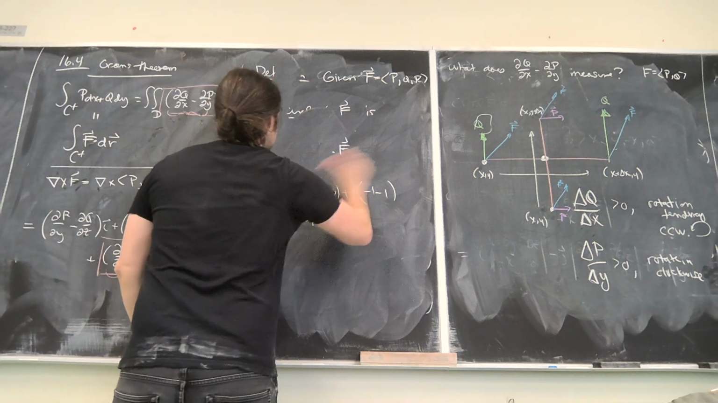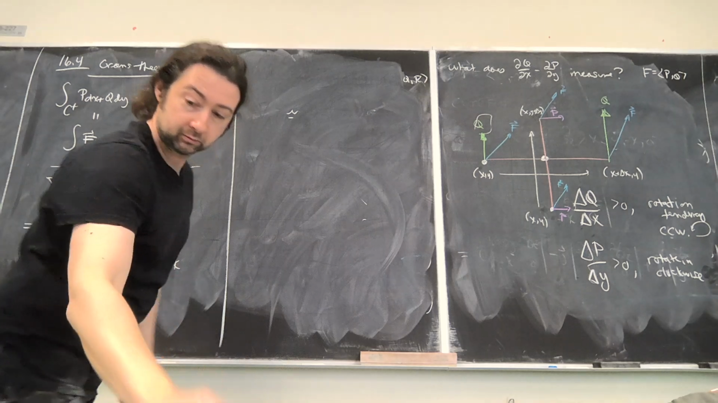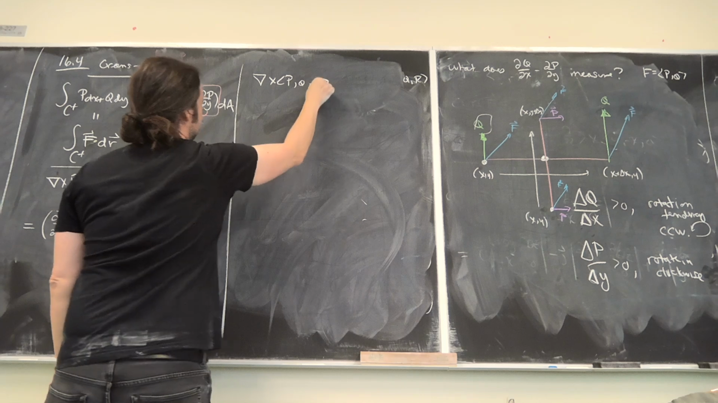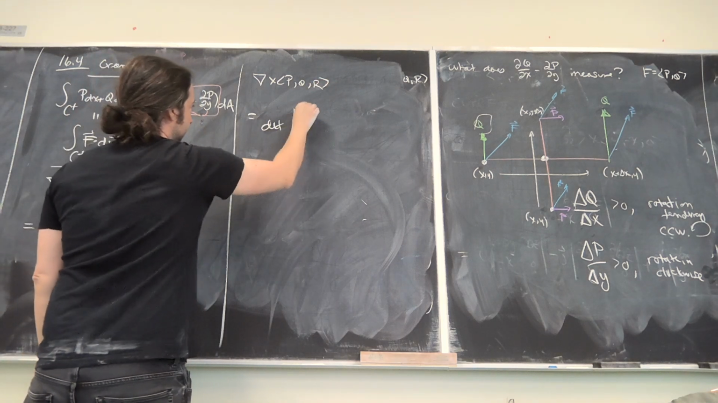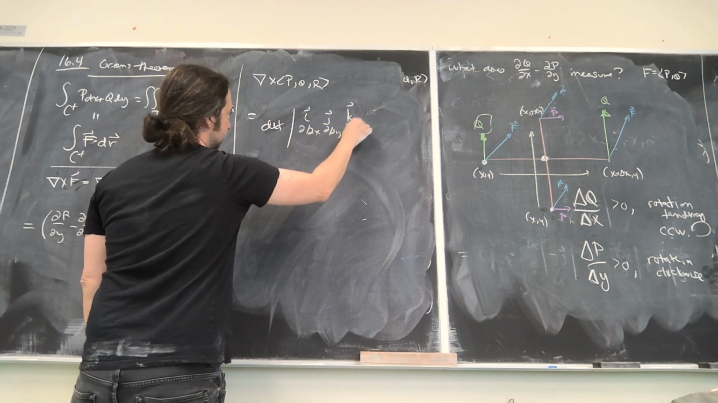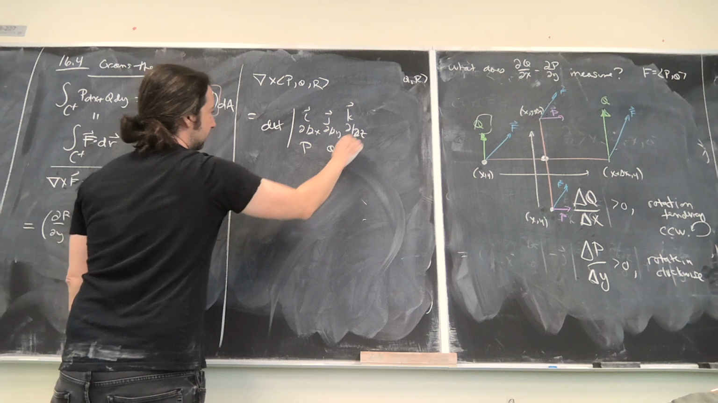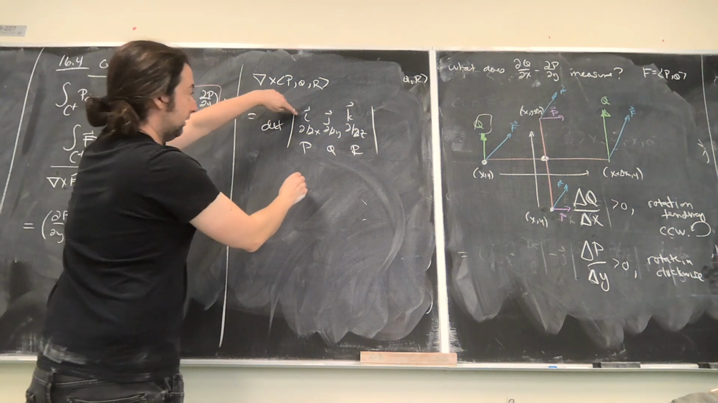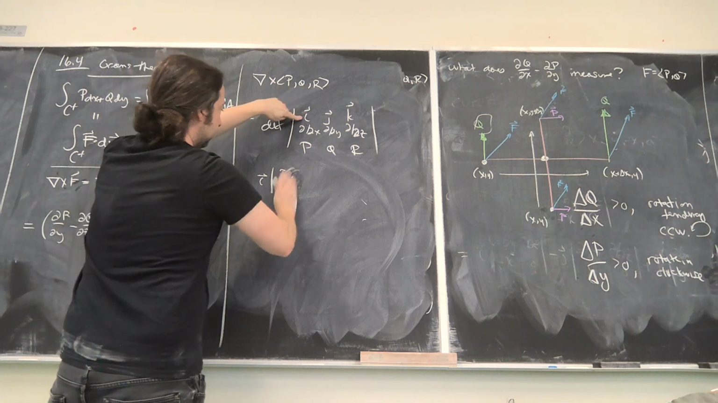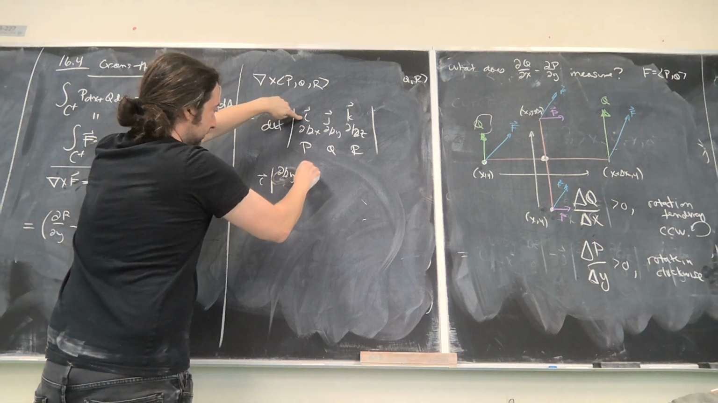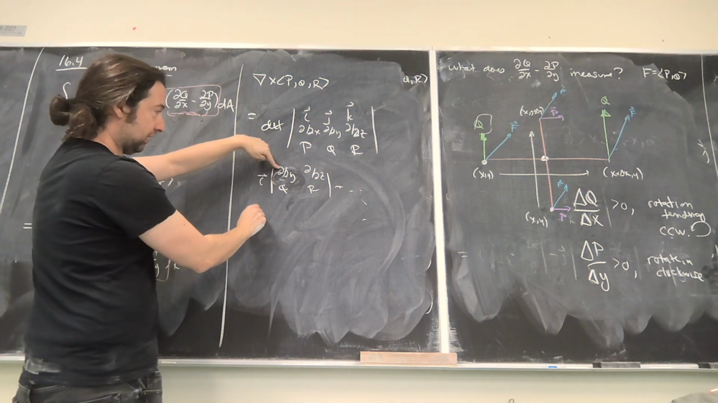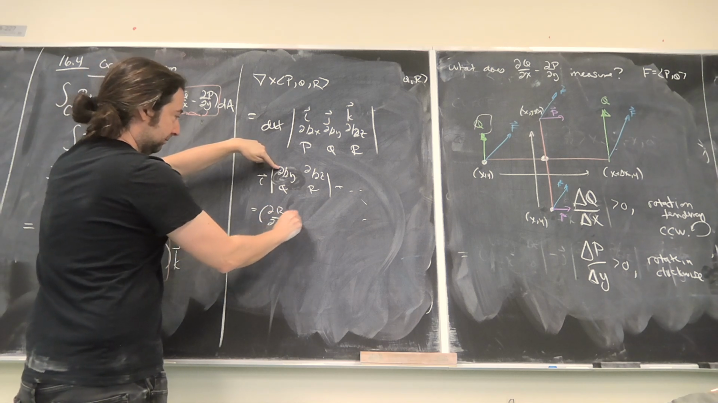Oh, okay. Well, let's actually just write it down. Del cross (P, Q, R) is equal to the determinant of i, j, k; d by dx, d by dy, d by dz; P, Q, R. And so now it's i times the determinant of d by dy, d by dz of Q and R. And then there's more stuff, but that means you get out dR/dy minus dQ/dz.